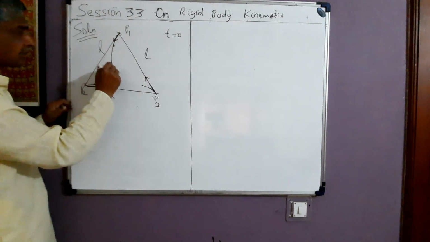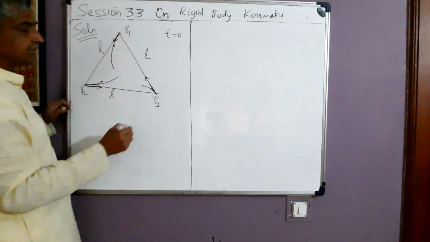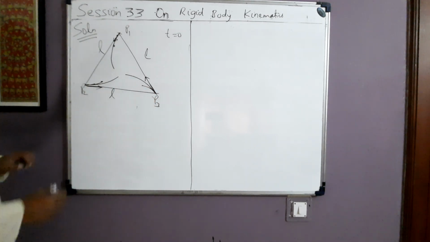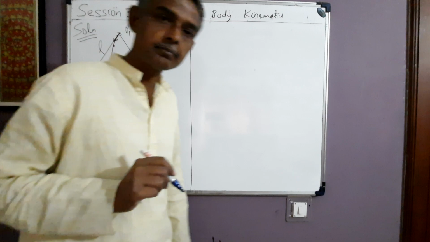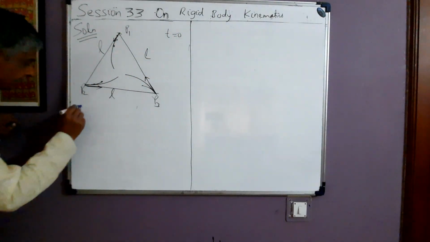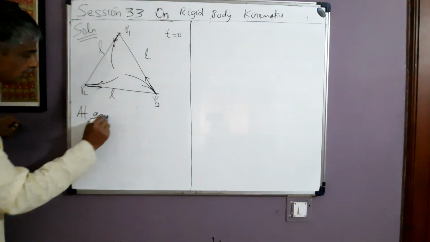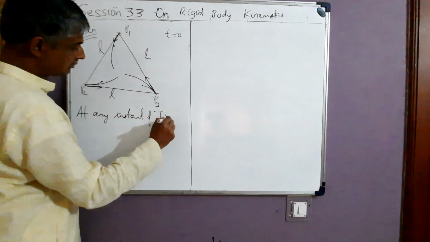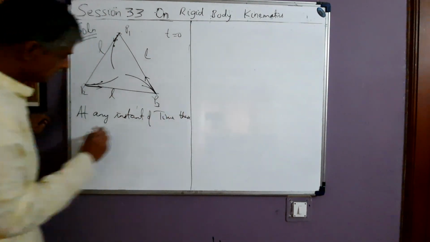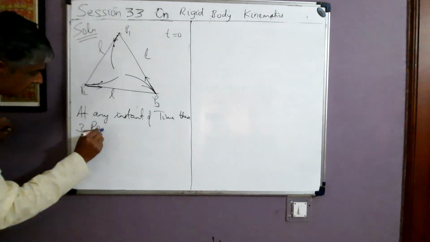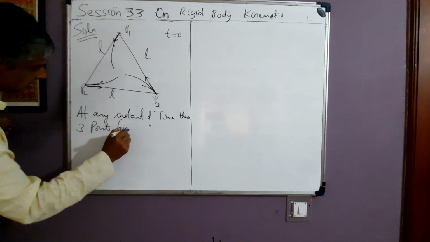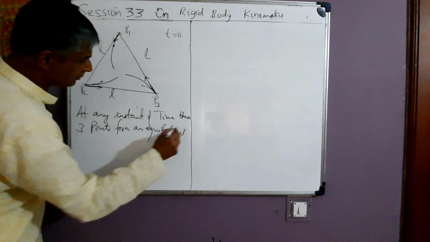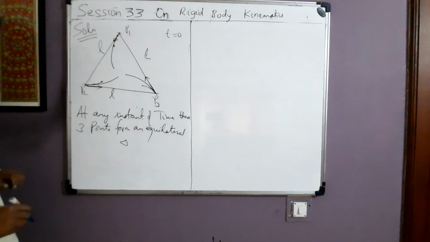So the path of P1 will be something like this. The path of P2 will be something like this. The path of P3 will be something like this. Okay. Now first observation, what is the first observation? The first observation is that at any instant of time, these 3 points form an equilateral triangle. Okay.